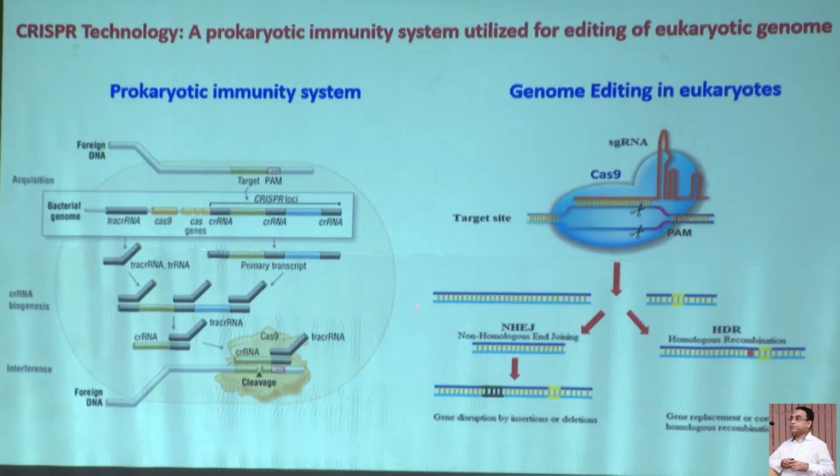So we utilize this system for editing the eukaryotic genome. What we do is, instead of keeping them separate, we place them in one single guide RNA, where one part is your CRISPR RNA and the rest of the portion is your tracrRNA and the loops. We can design this sequence ourselves, based on the complementary sequence where we want to cut. So genome editing means a precise double-stranded DNA break.